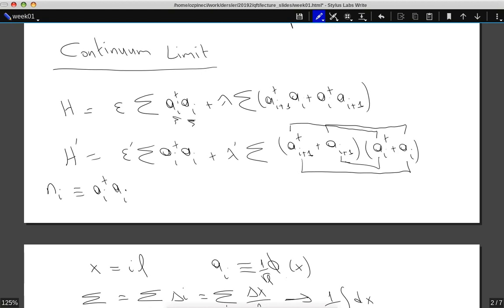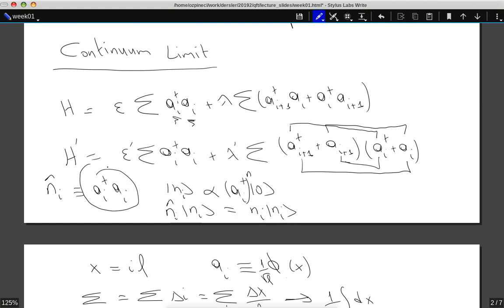Well, okay, so let me also define this operator, n_i. This is a_i dagger a_i. You see, we had defined these states n to be proportional to a_i dagger acting on the vacuum n times. Now, if you act with this operator n_i on this ket, it gives you that number. So basically, this operator as a whole is what is called the number operator.